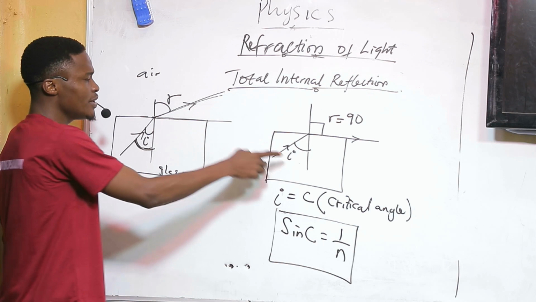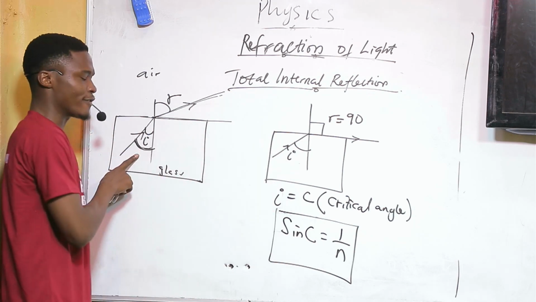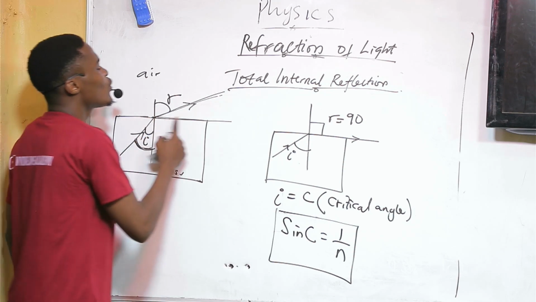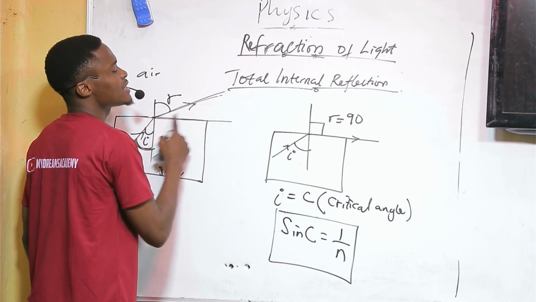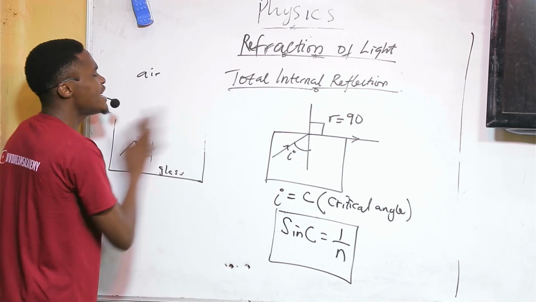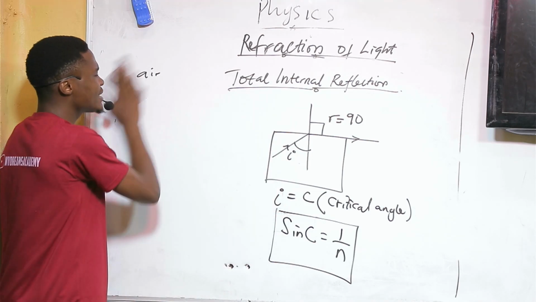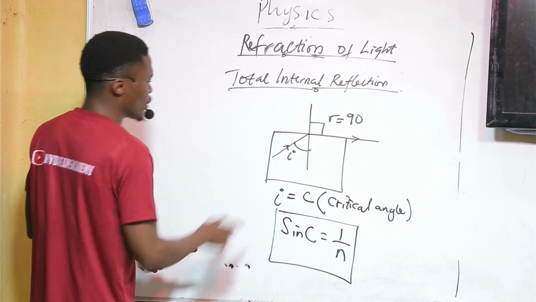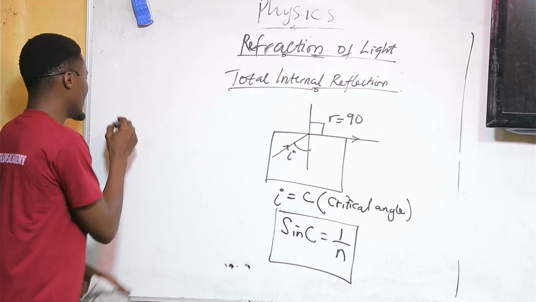So remember, how did we get to this diagram? We started from here. If we increase the angle of incidence, it will get to a point where the angle of refraction becomes 90. That is how we got to this diagram. Then, what if we increase it further? What if we now say, okay, let's increase it further until we pass the critical angle? So from this diagram now, we get another diagram.